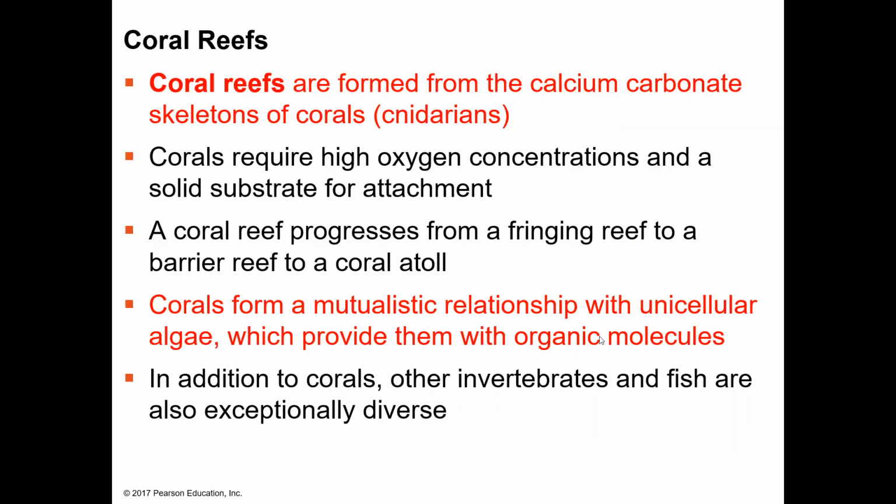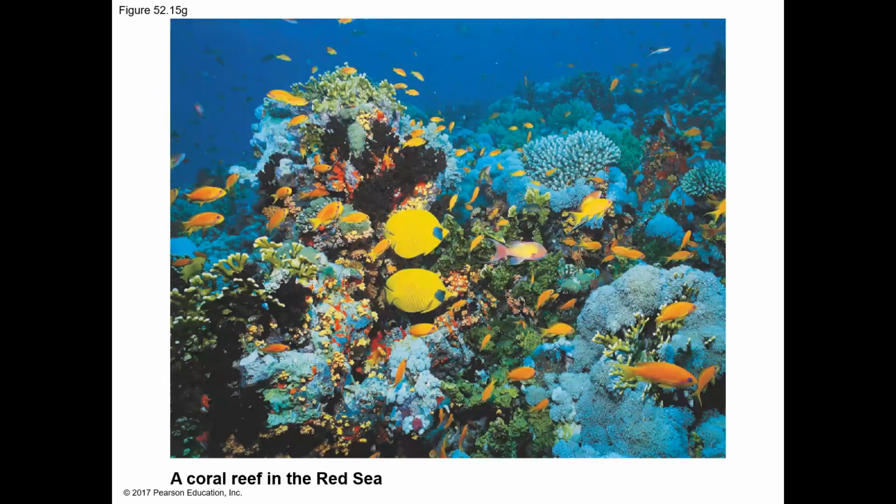In addition to corals, the other invertebrates and fish are exceptionally diverse, and coral reefs really are very, very important in terms of acting as a nursery for many other species of organisms that live in oceans. So the loss and bleaching of coral reefs is a major problem for the diversity of life in the oceans. Here's a coral reef in the Red Sea. Look at all these beautiful fish and all the corals and different algae and other invertebrates that are living in and among the corals.